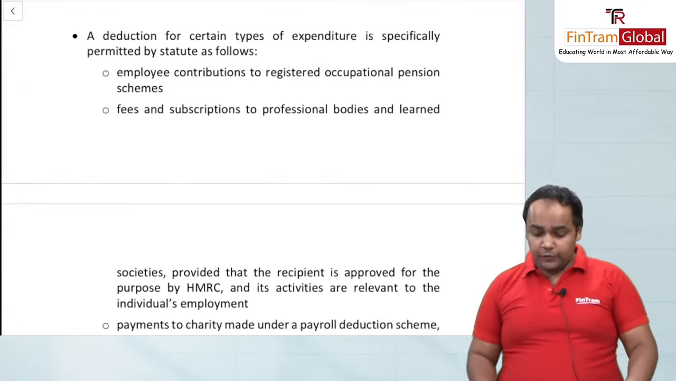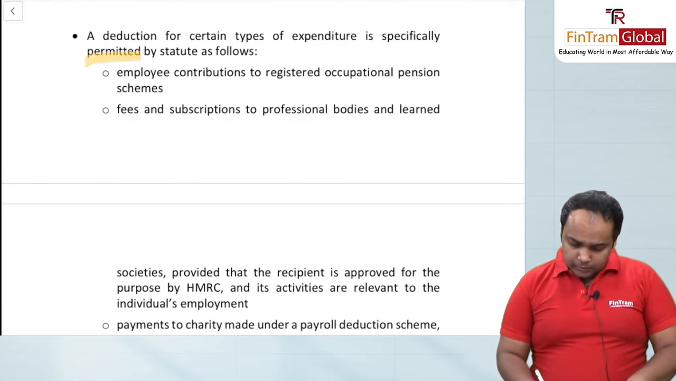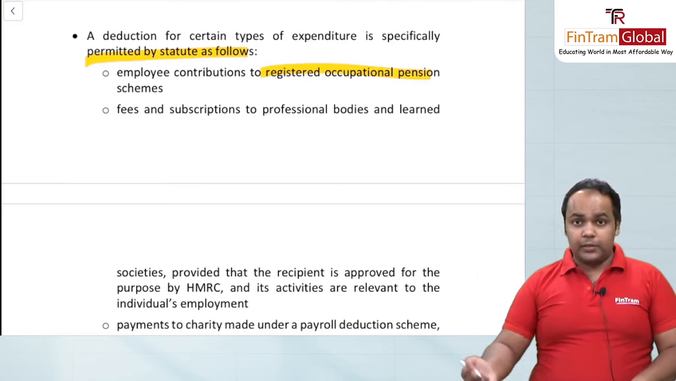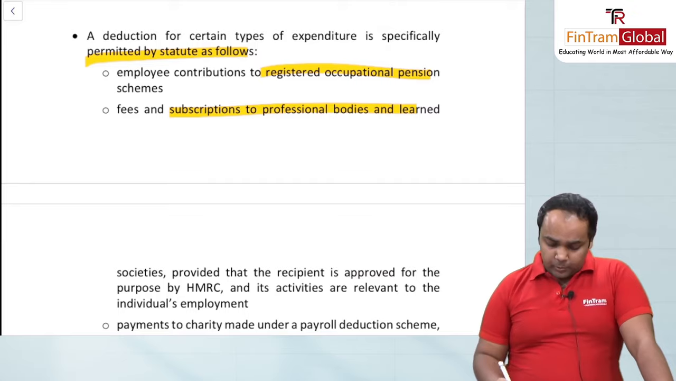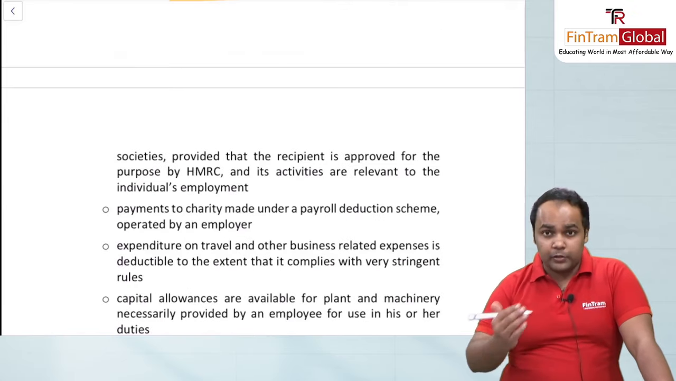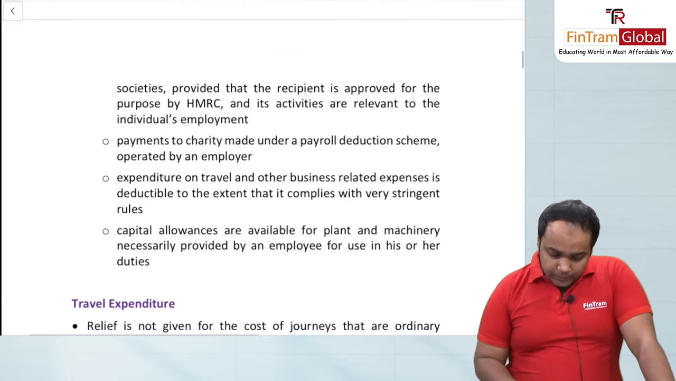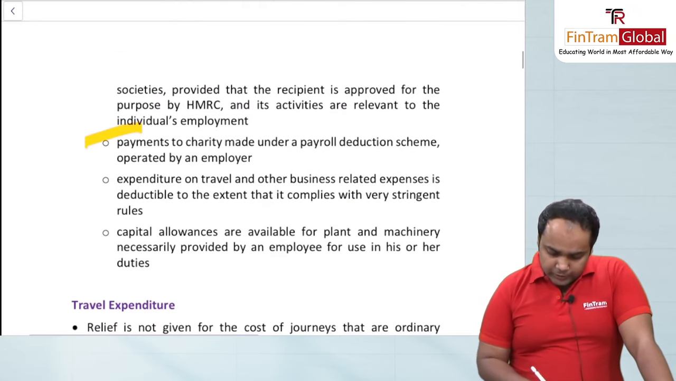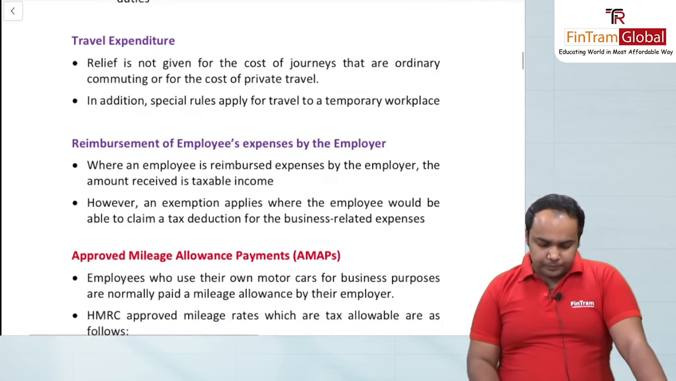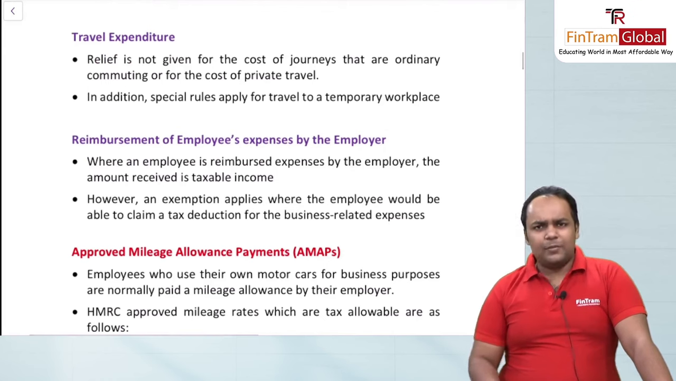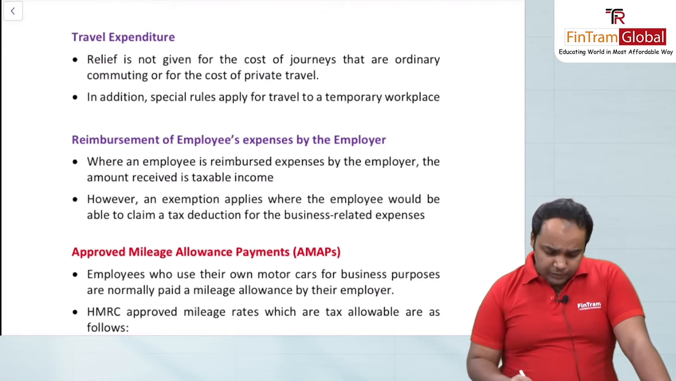Remember, guys, a deduction for certain types of expenditure is specifically allowed under the rules. That is, as we discussed, contributions to registered occupational pension schemes, subscription to professional bodies, provided they are relevant to the industry in which the individual is operating, payments made to charity under the payroll deduction scheme, expenditure on business related travel, capital allowances for plant and machinery. Travel expenditure, of course, is not available for normal commute to office.